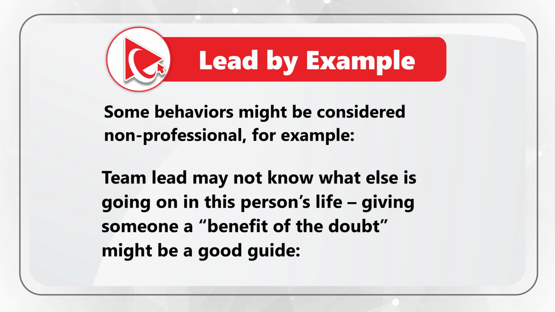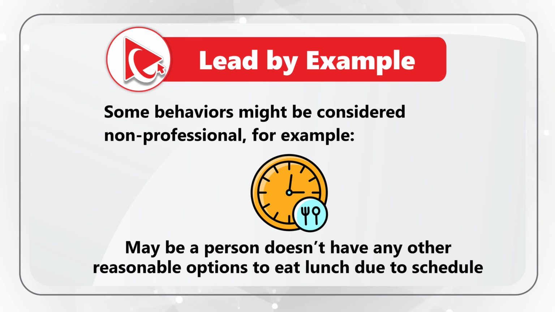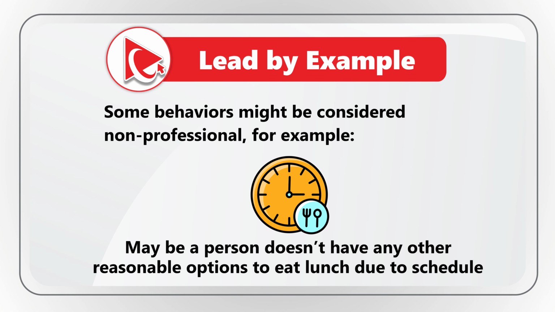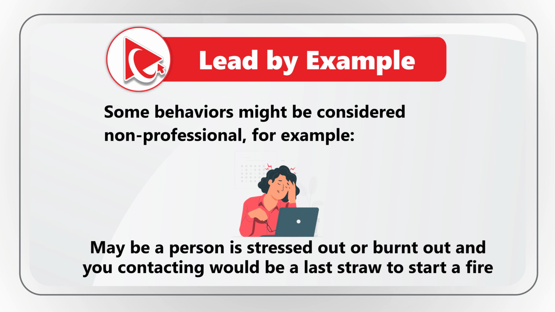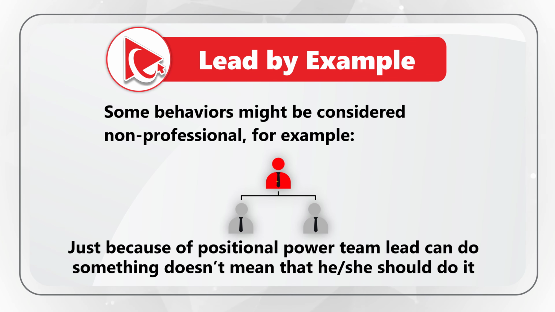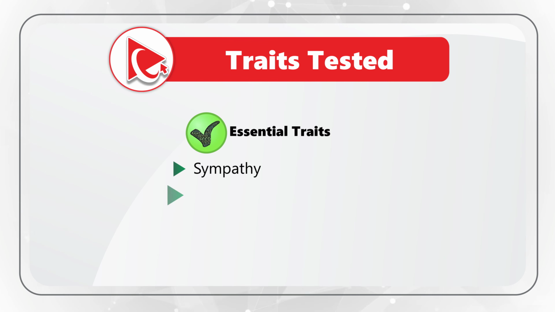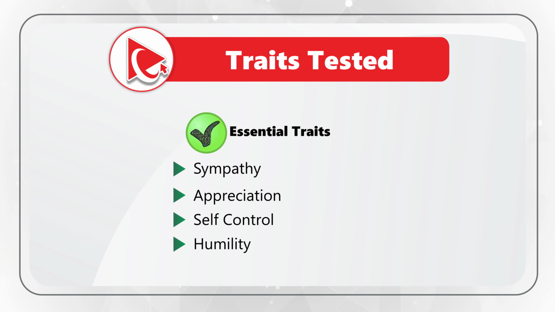Some things for a seasoned leader to consider might be what else is going on in this person's life. Maybe the team member doesn't have any other reasonable options to eat lunch due to schedule conflicts. Or maybe the person is stressed out or burned out, and contacting the person would be the last straw to start a fire. Just because of positional power, a team lead can do something doesn't mean that he or she should do it. Key traits that are tested in this question are sympathy, appreciation, self-control, humility, and benefit of the doubt.